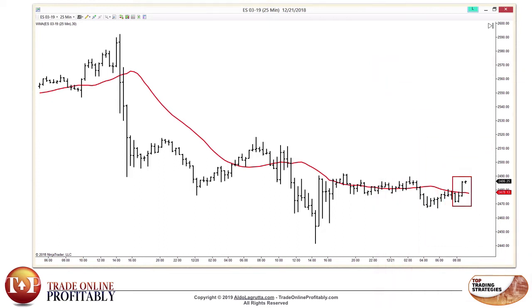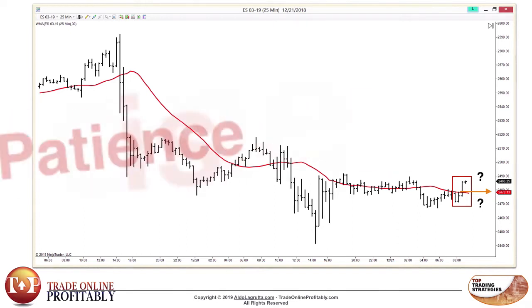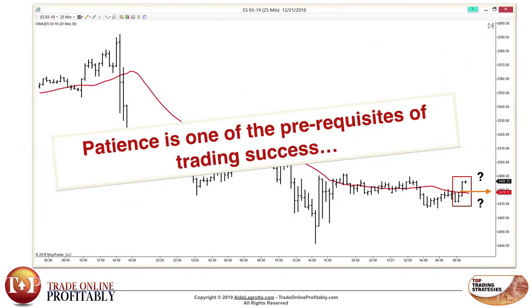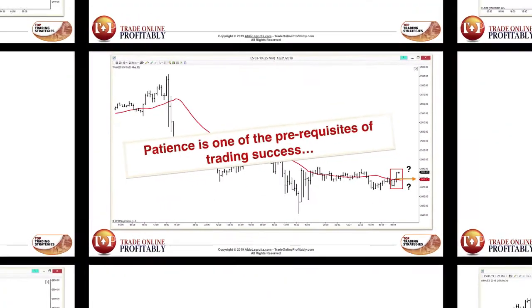On this chart, you see prices trying to go higher and even managing to close above the moving average. But the slope of the moving average was still flat or down. So our trend indication process required more time. Sometimes the preparation for a trade opportunity takes longer than we would want, and sometimes it doesn't happen at all during our trading session. So patience is one of the prerequisites of trading success.